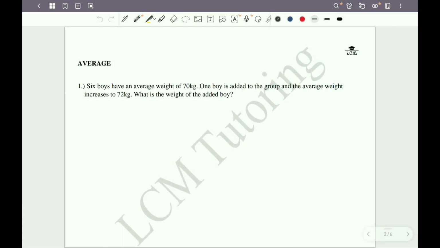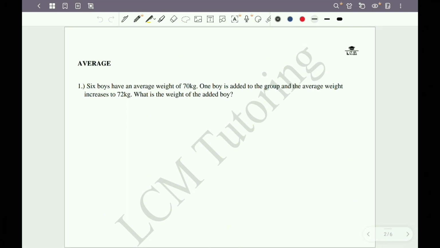Question 1. Question 1 says 6 boys have an average weight of 70 kilograms. 1 boy is added to the group and the average weight increases to 72 kilograms. So what is the weight of the added boy? Okay, so this question has a lot of working parts. 1 boy being added to the group now, the average changing. So what do we do here?